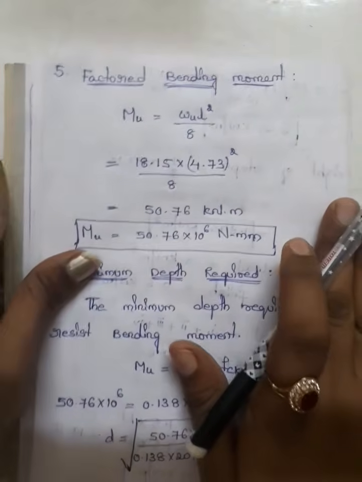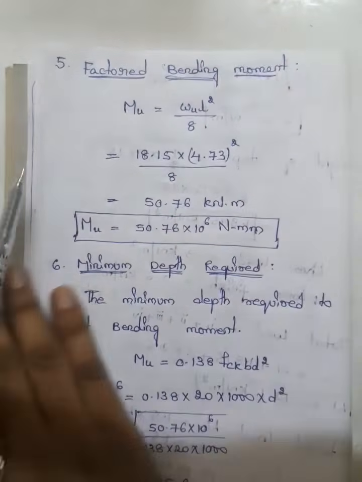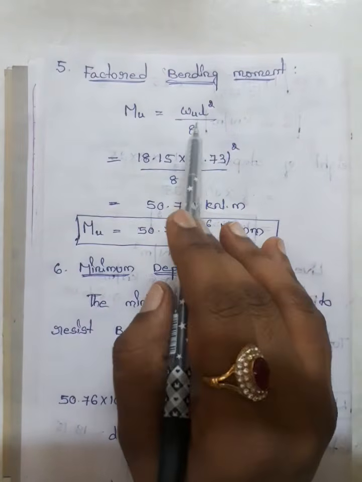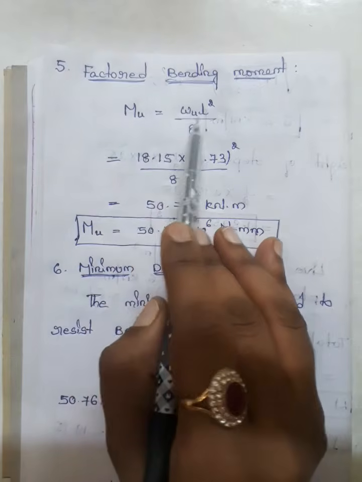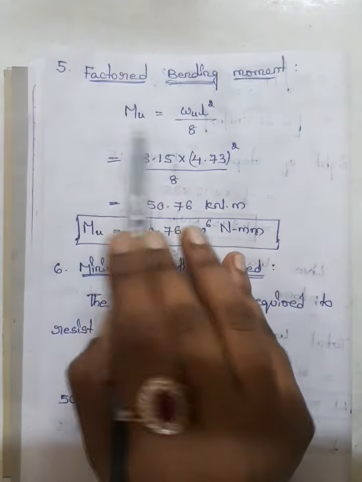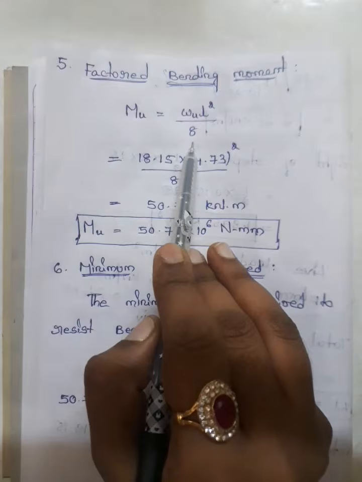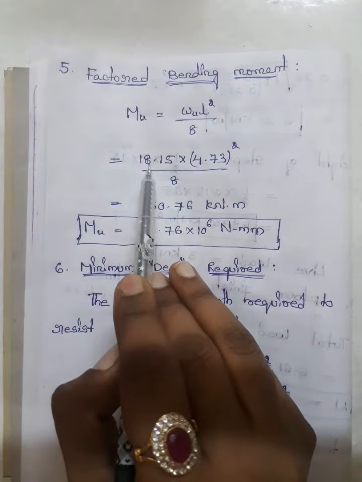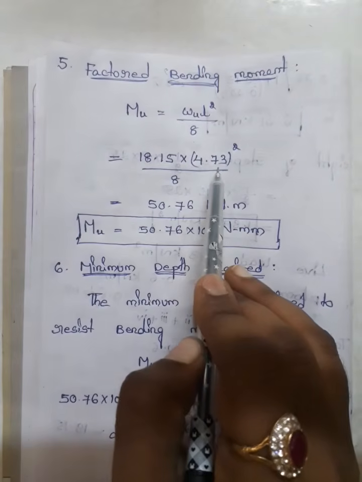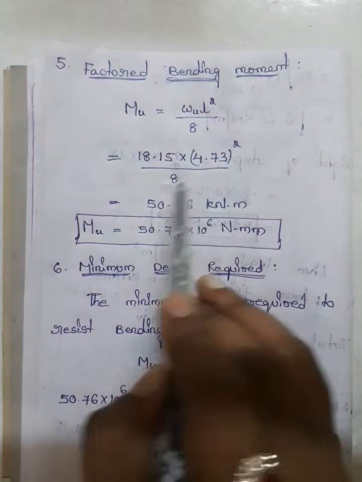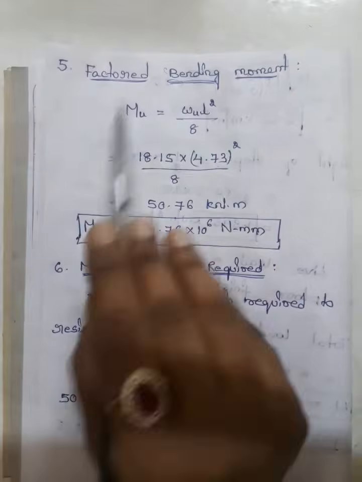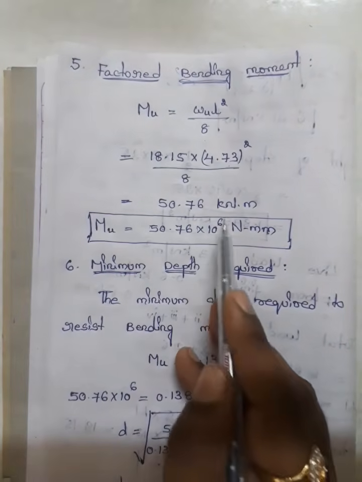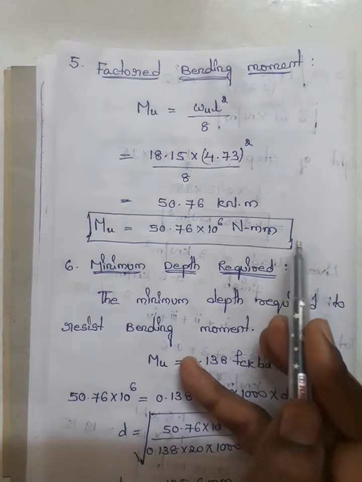Now we'll see the bending moment, the factored bending moment. It is a uniformly distributed load, right? Simply supported. So MU is equal to WU L square by 8. WU we have just now calculated as 18.15. L you know is 4.73, that is the center to center distance. So square by 8 will give the MU, which is equal to 50.76 into 10 power 6 Newton mm.